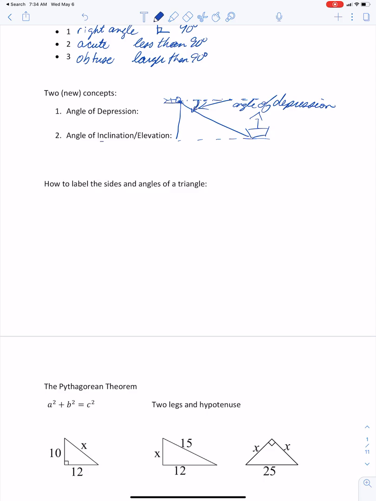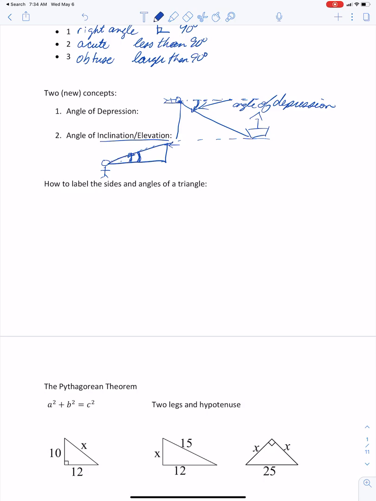Whereas the angle of inclination or elevation is the opposite. So if I imagine from here, and I am looking up at an airplane, say, this is from a horizontal line just again through the air upwards, and that is the angle of elevation in that triangle, which is right here.